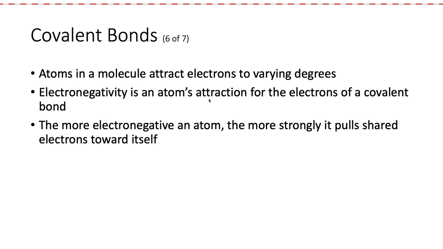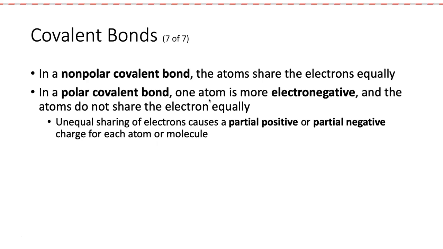The more electronegative an atom is, the stronger it pulls the shared electron towards itself. And this gives us a couple of different kinds of bonds that we can think about. If you have a non-polar covalent bond, what that means is that the electronegativity of the atoms in the molecule is the same. They're sharing the electron equally. However, if you have a polar covalent bond, one of the atoms is more electronegative and the other is less electronegative.